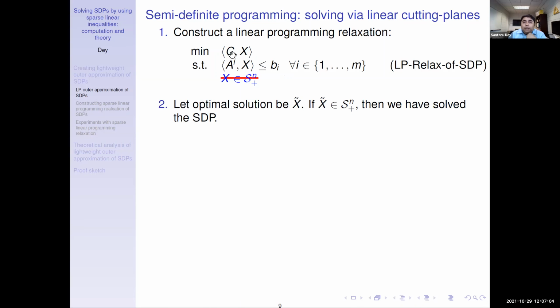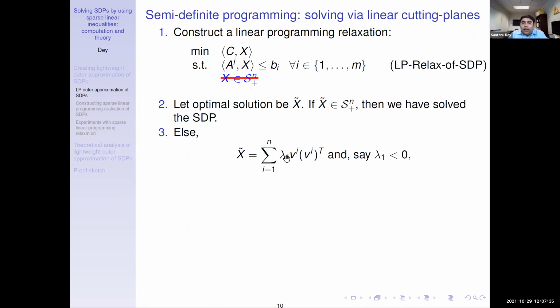You could solve this LP. Let's say X tilde is your optimal solution. If this optimal solution was a PSD matrix, then you know that you essentially get the same bounds, with the upper bound meeting the lower bound. But if that doesn't happen, what would that mean? That would mean that the matrix you got by solving this LP without the PSD constraint was not a PSD matrix. In other words, it must have had at least one negative eigenvalue.